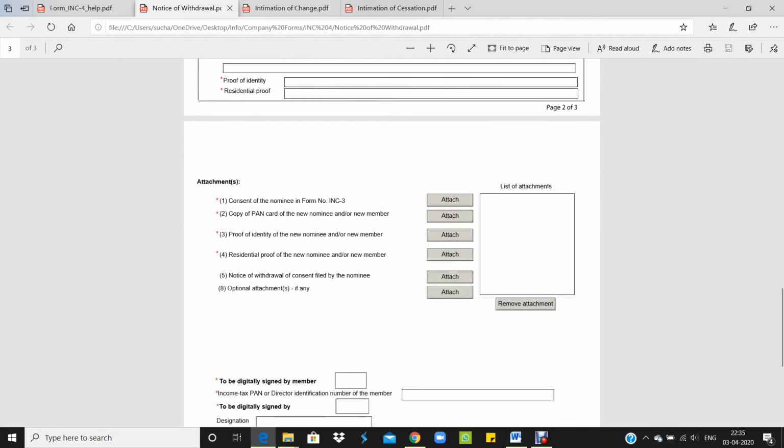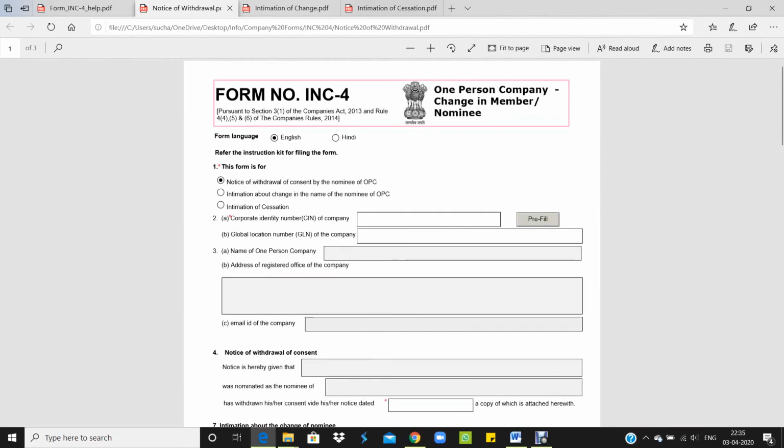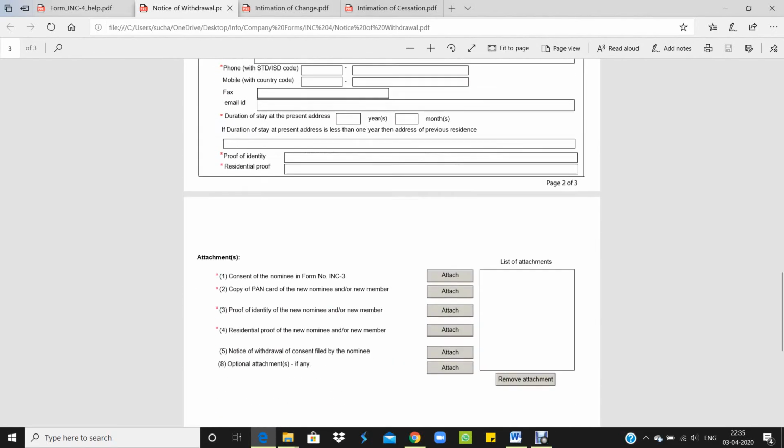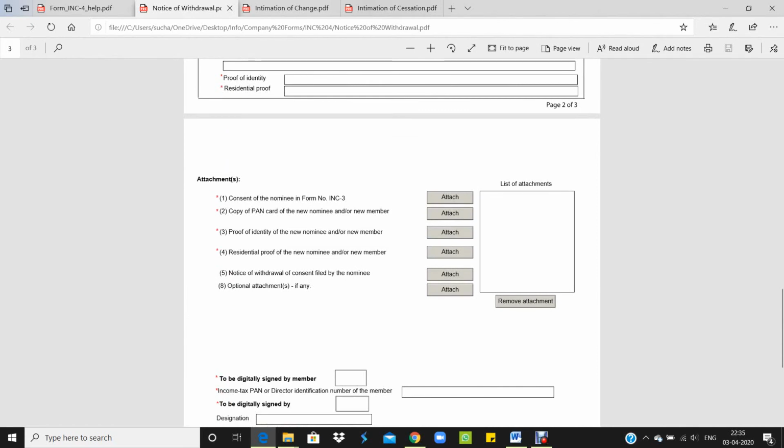Okay, so what are the attachments? If the nominee has given a withdrawal consent, then we have to select that option, notice of withdrawal of consent by the nominee, and then all these attachments have to be attached. One is the consent of the nominee in form INC-3. This is the consent form which is given by the new nominee to the subscriber. Then a copy of the PAN card of the new nominee, proof of identity of the new nominee, and residential proof of the new nominee have to be attached along with this form.